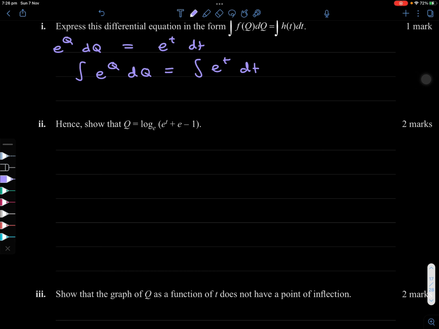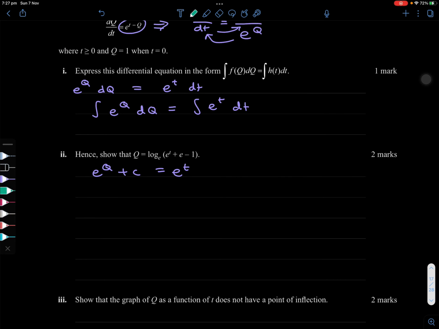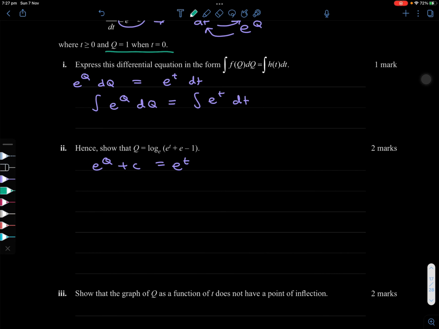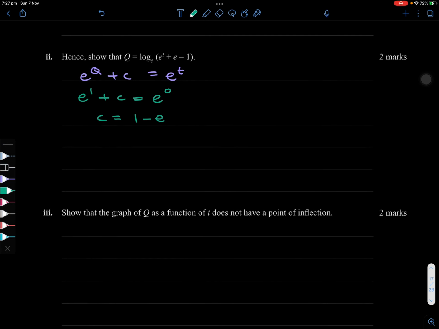Now it says hence show that q is equal to that. Okay, so let's integrate both sides. We get e to the q plus c is equal to e to the t. We don't need a plus c on that side because even if I had a plus d, for example, when I bring them to one side, they form one constant anyway, so you don't need it on both sides. Okay, so using this piece of information here, we can work out what c is. So we go e to the 1 plus c is equal to e to the 0. Right, all I did was sub them in. That gives me c is equal to 1 minus e.